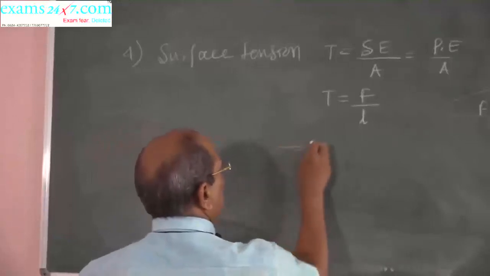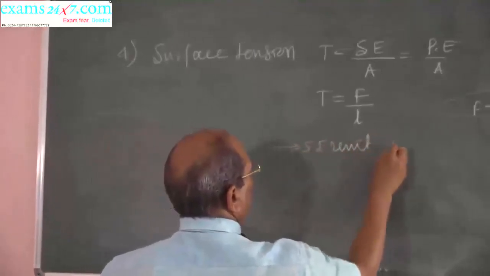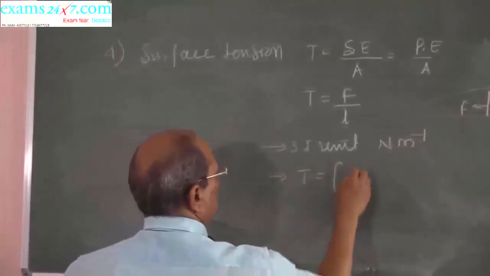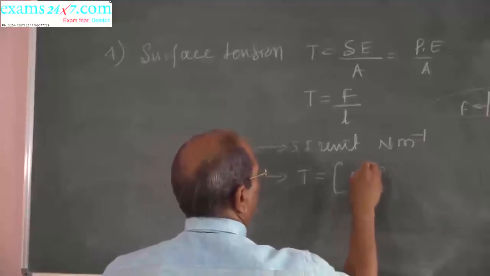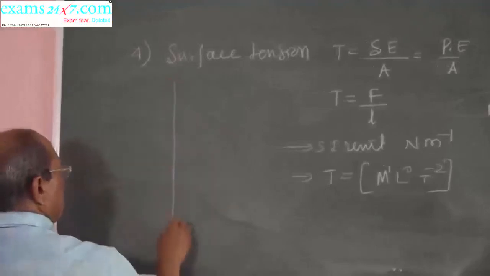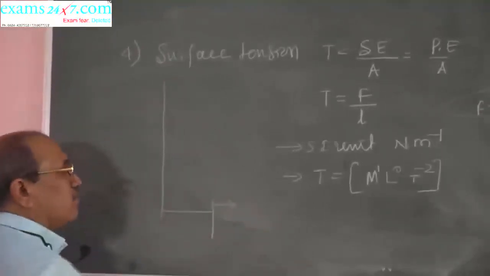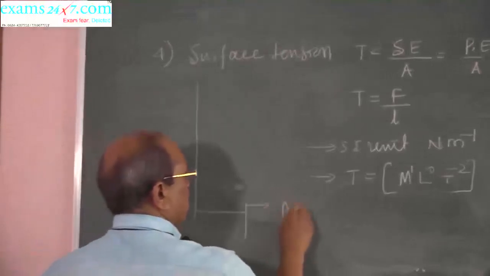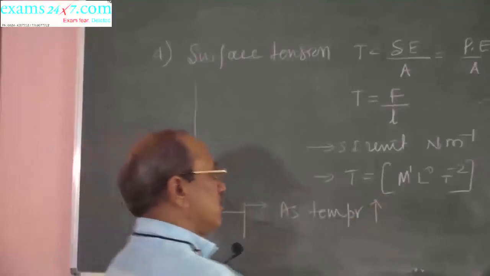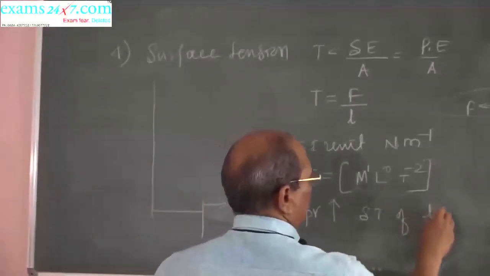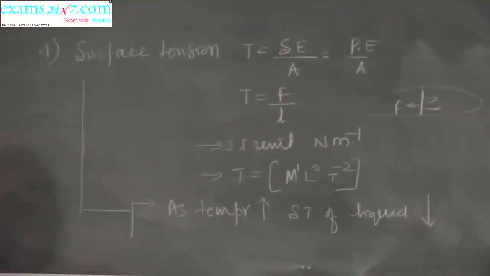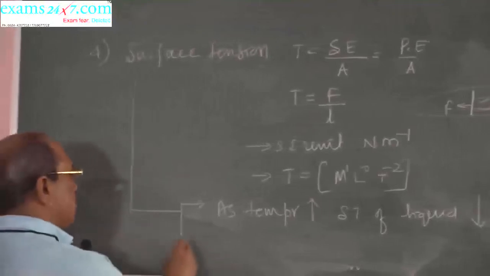Its SI unit is Newton per meter. Dimensionally, it is M L^0 T^-2. And the major dependence factors, if you observe: as temperature increases, the surface tension of the liquid decreases. Cohesive force decreases, so surface tension decreases.